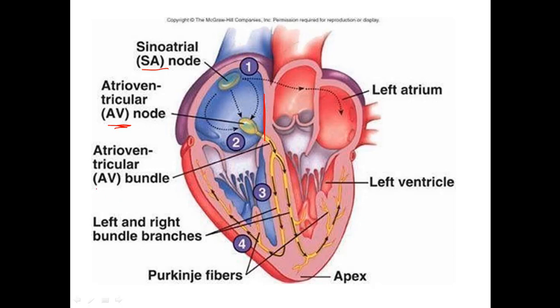This is called the AV bundle. The AV bundle is situated in the interventricular wall. Maybe it's not 100% prominent here, but the AV bundle is situated, not the AV node, the AV bundle is situated in the interventricular wall.